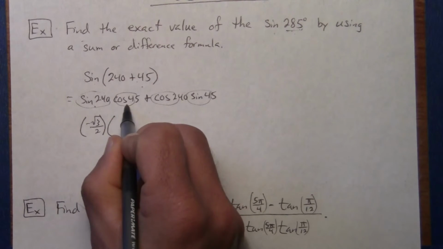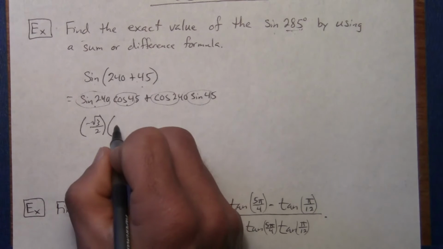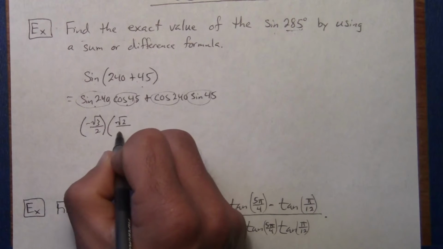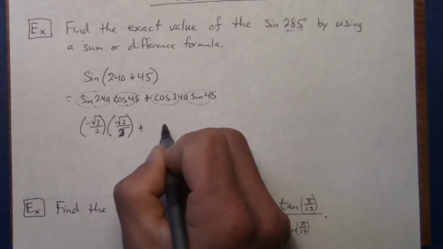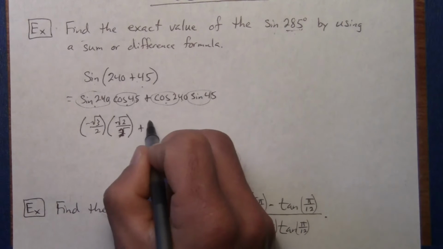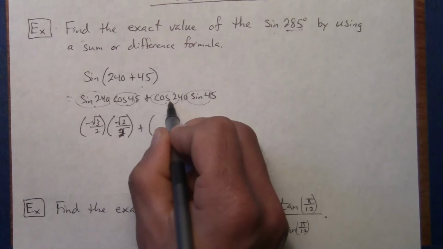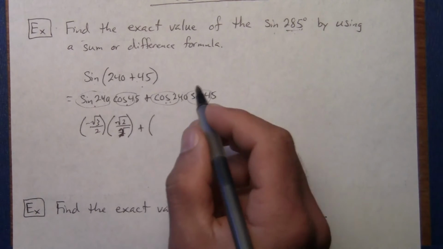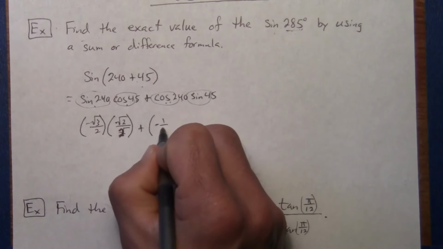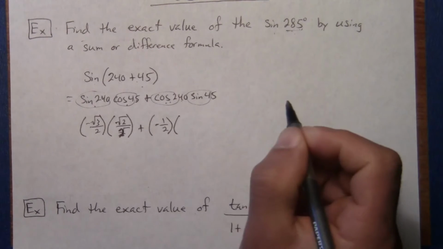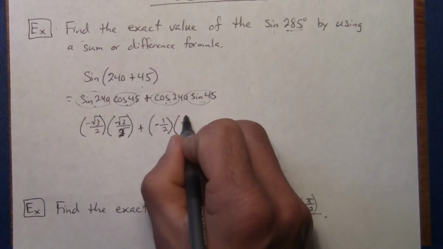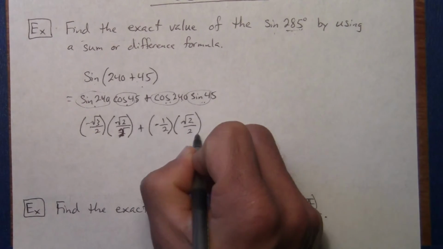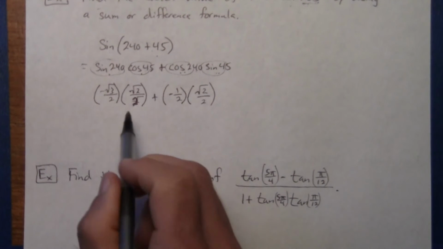Alright, times the cosine of 45 degrees, that's in the first quadrant, so it's positive, and both x and y are square root of 2 over 2 for 45, plus cosine of 240, that's again in the third quadrant, so the x value is negative, 60 degree reference angle, that means it's negative 1/2. And then the sine of 45 is square root of 2 over 2, first quadrant, so it's positive square root of 2 over 2. And now I just have to evaluate.